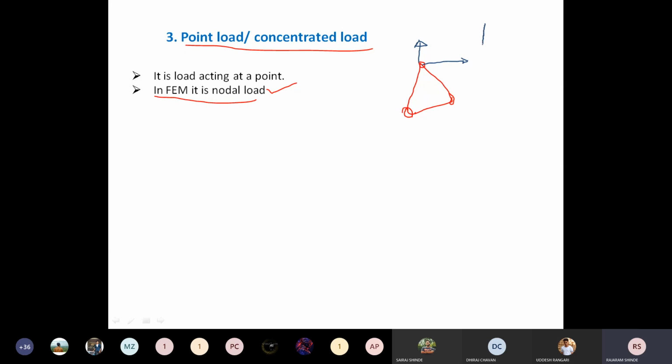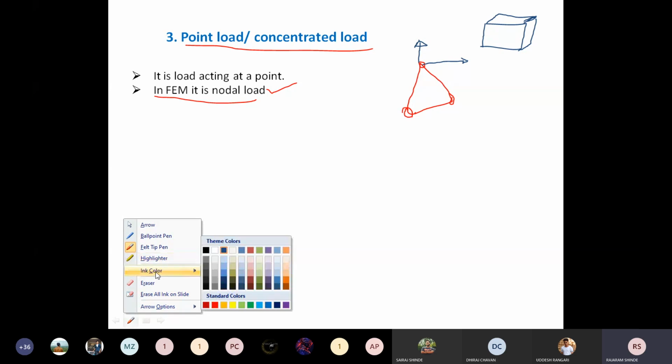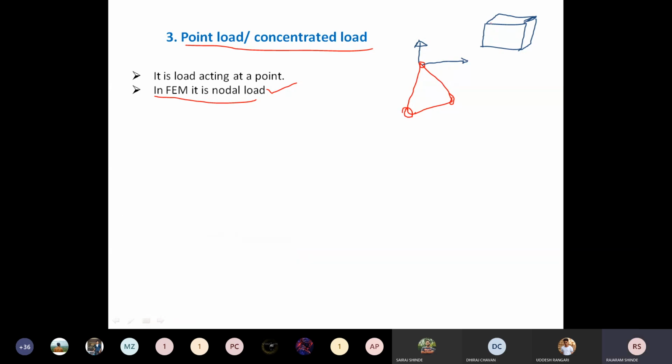Now see here how it has a z component. I will show you. If we consider a 3D element, this is a hexahedron element. If we consider the load at the point, or concentrated load, see here, this node we will consider. It may have a component in x direction, it may have a component in y direction, or it may have a component in z direction. Do you agree with this?